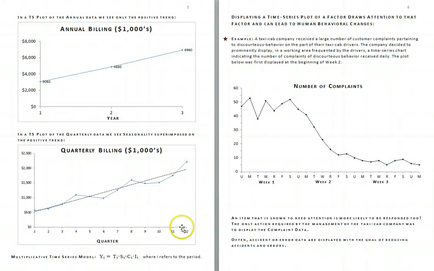It's not until we plot the quarterly data, however, that we observe the seasonality component of the time series. The dashed trend line here is the simple linear regression line with quarter as the independent variable. We can see from this plot of quarterly data that the second quarter of each year tends to be below the trend line, and the fourth quarter of each year tends to be above the trend line.